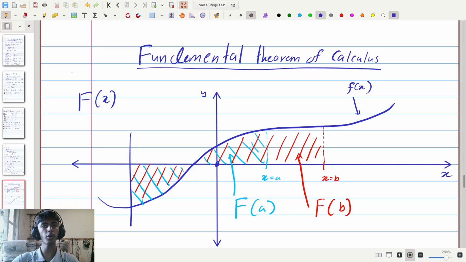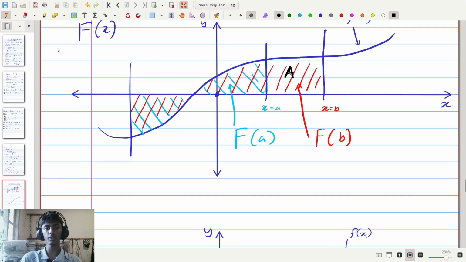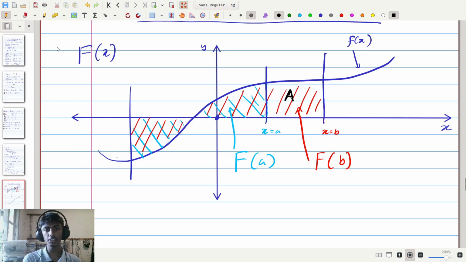Now then, suppose we want to find the area under the curve between x equals a and x equals b. Let's suppose this area is called capital A. Well, considering what we have here, the red region capital F of b encompasses this whole entire area which we have drawn here, and capital F of a encompasses only this bit and this bit.